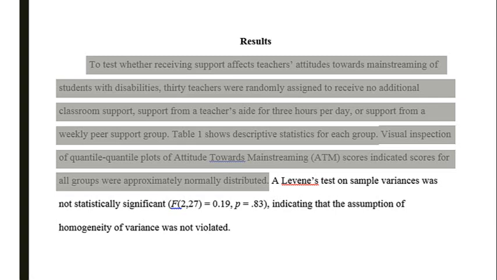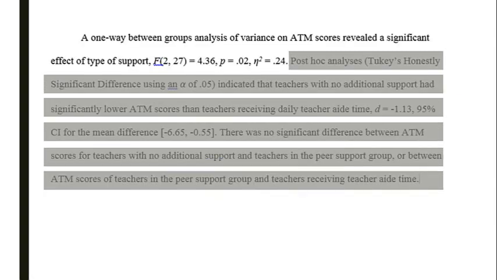Anyway. Levene's test on sample variances was not statistically significant, indicating that the assumption of homogeneity of variance was not violated. So we've got no violations of assumptions. So we can move on to the second paragraph.